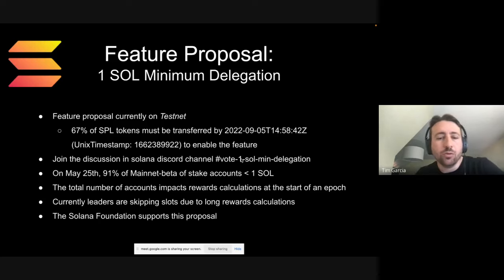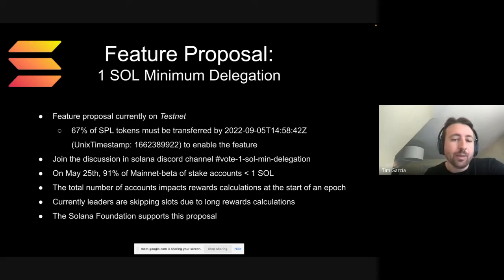Brooks, who I think was on the call before, did some investigation into why we have such a large number of delegation accounts. And when he did the investigation, he saw that 91% of the accounts had less than 1 SOL in it. So if we can require the accounts going forward to have 1 SOL or more, ideally we'd limit some of this growth. So that's the basic idea behind the proposal, to limit the rate of growth of stake accounts.